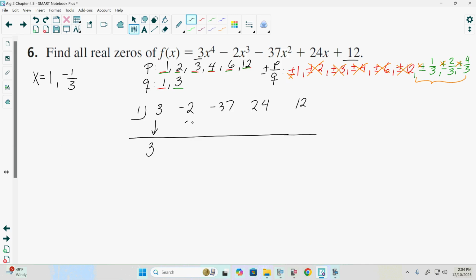Now 1 times 3 is 3. Negative 2 plus 3 is 1. 1 times 1 is 1. Negative 37 plus 1 is negative 36. 1 times negative 36 is also negative 36. 24 plus negative 36 is negative 12. 1 times negative 12 is negative 12, and 12 plus negative 12 is 0, just like we wanted, yes? All right.